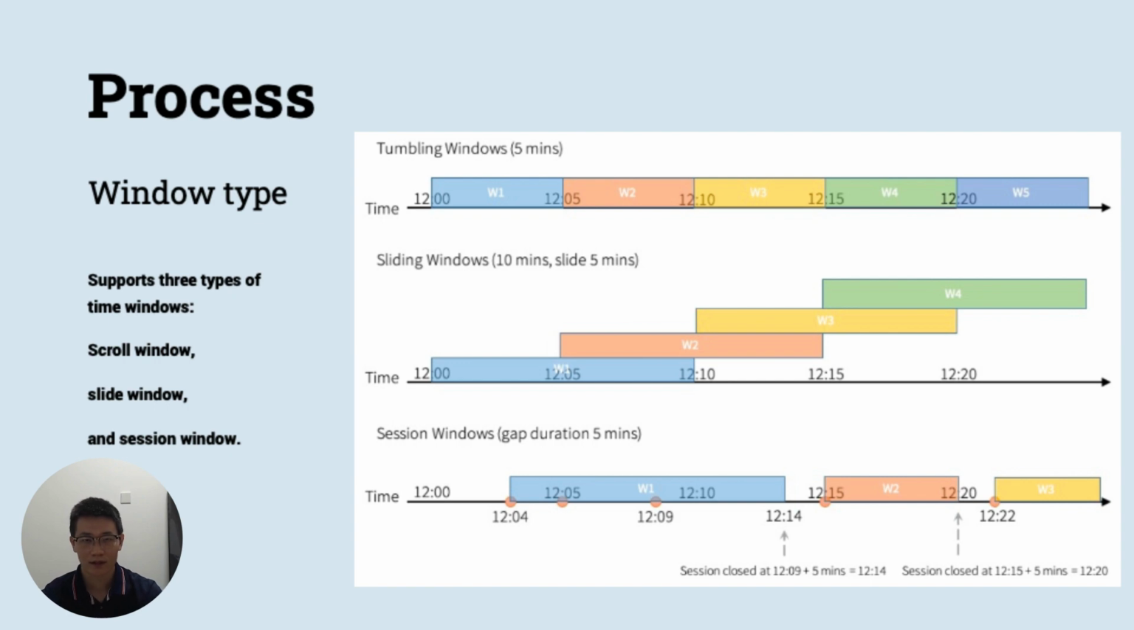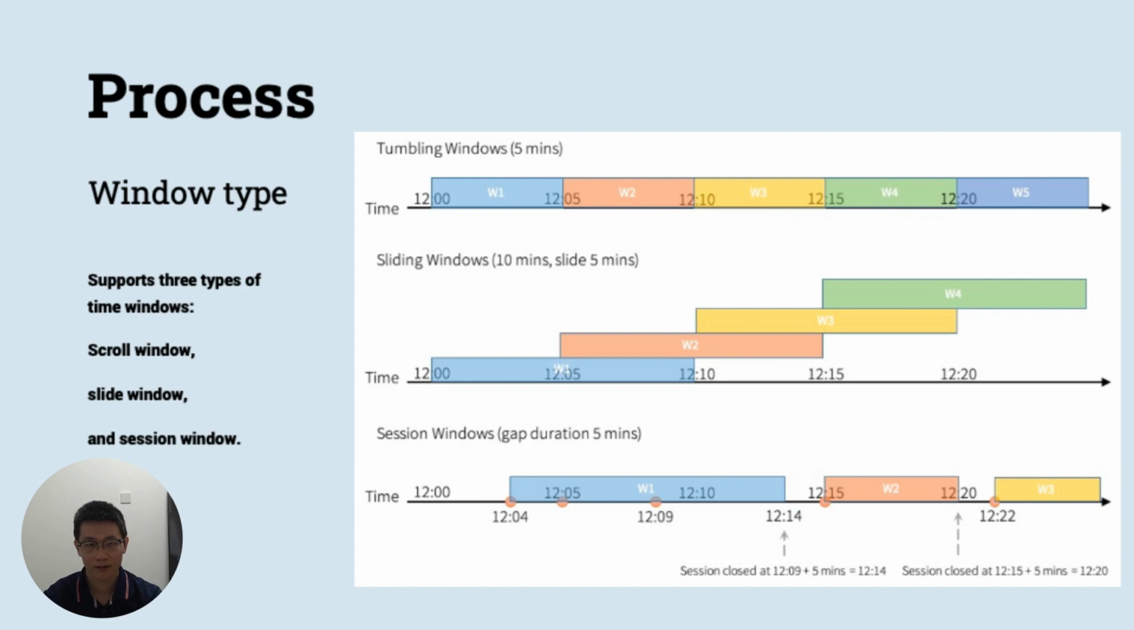Actually, these are quite easy to understand. Let's start with the tumbling window. A tumbling window is one without overlap. You can see these are time windows, for instance, from 12 to 12:05, then from 12:10 to 12:15. This is a 5-minute rolling window.